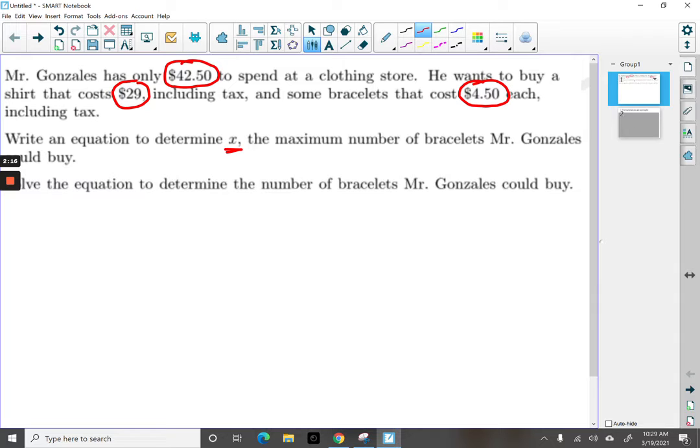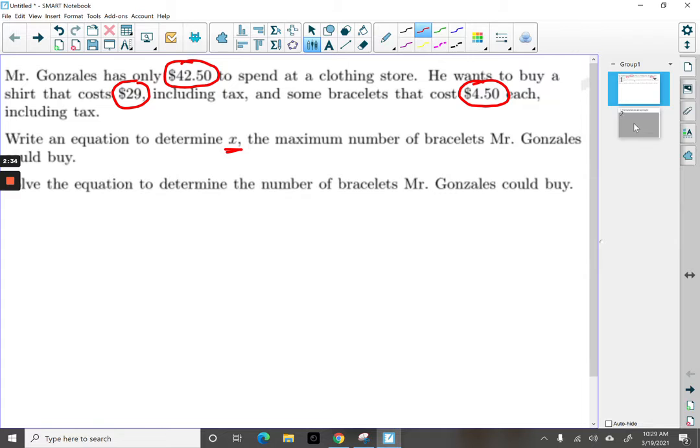And we're going to come back to this as soon as we're done with our problem to make sure our answer makes sense. We don't want to have half of a bracelet or 0.3 of a bracelet or any sort of fraction here. We want to make sure our answer represents a full number of bracelets here.